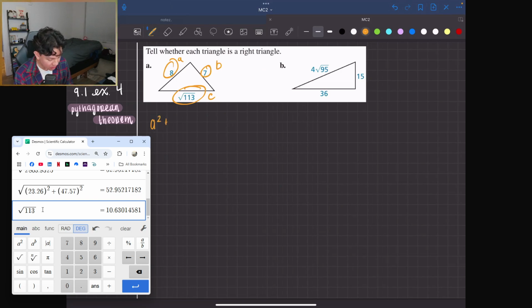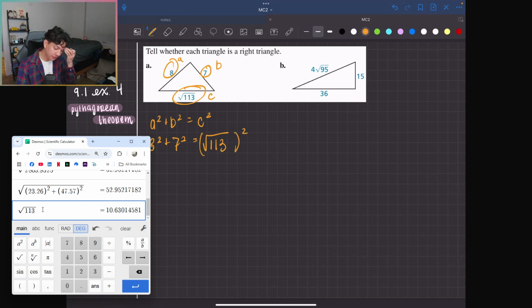So A squared plus B squared equals C squared. And then let's go ahead and substitute these values. So 8 squared plus 7 squared equals the square root of 113 squared. Okay, so remember, if this statement is true, then we have a right triangle. So let's see if both of the sides will equate to each other.